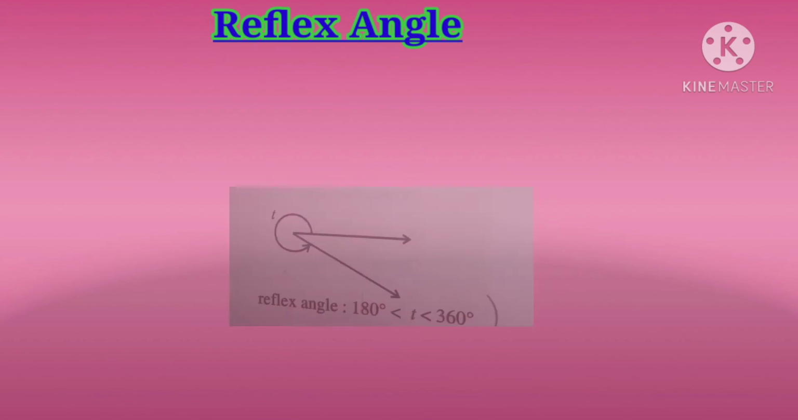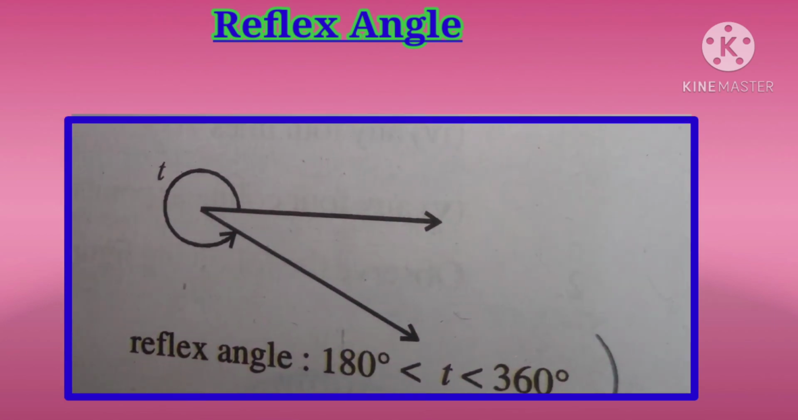The next one is reflex angle. On the screen you can observe reflex angle. Reflex angle lies in between 180 degrees and 360 degrees. So here for reflex angle, 180 degrees is less than T is less than 360 degrees. Here T is the reflex angle.